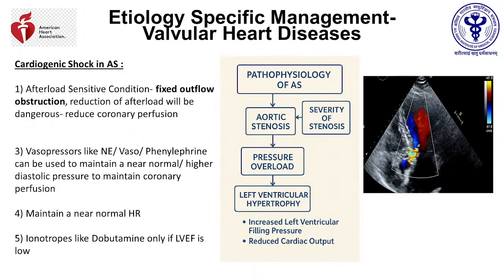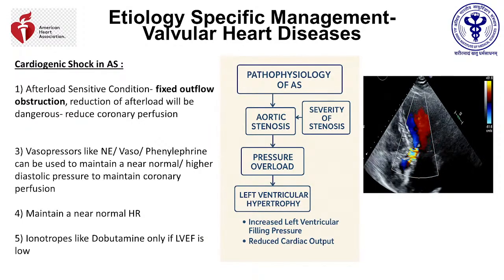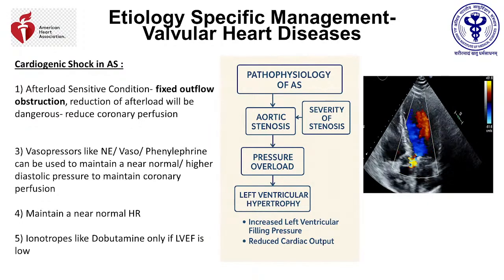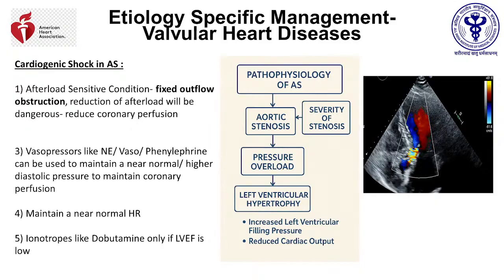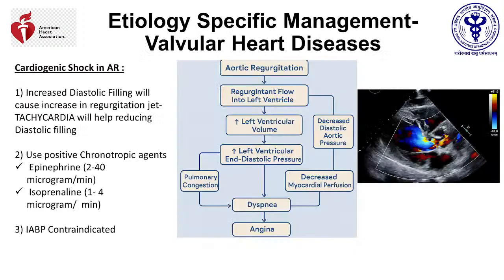So normal vasopressors like norepinephrine, vasopressin, phenylephrine, anything can be used. Inotropes like dobutamine are suggested only if the LV ejection fraction is reduced. In isolated aortic stenosis, the LV ejection fraction normally should not be reduced.